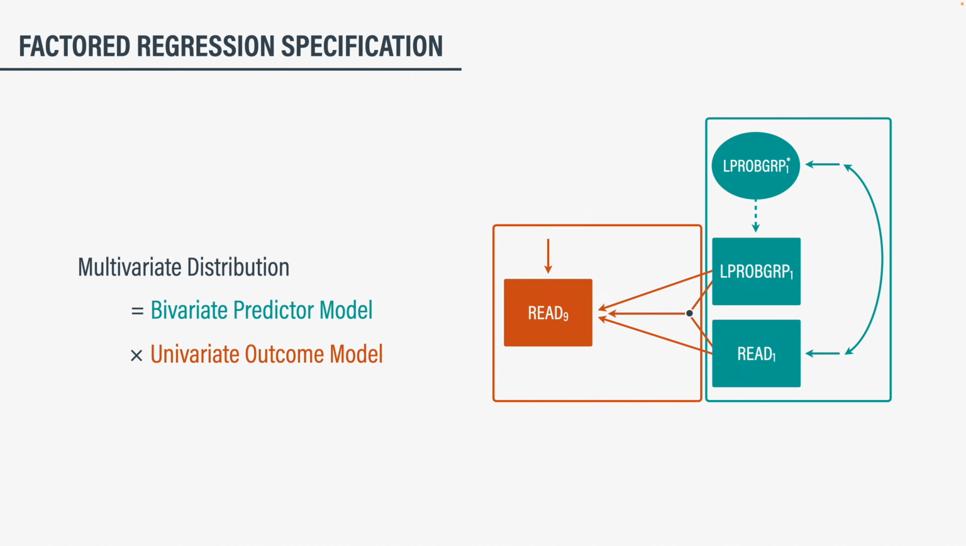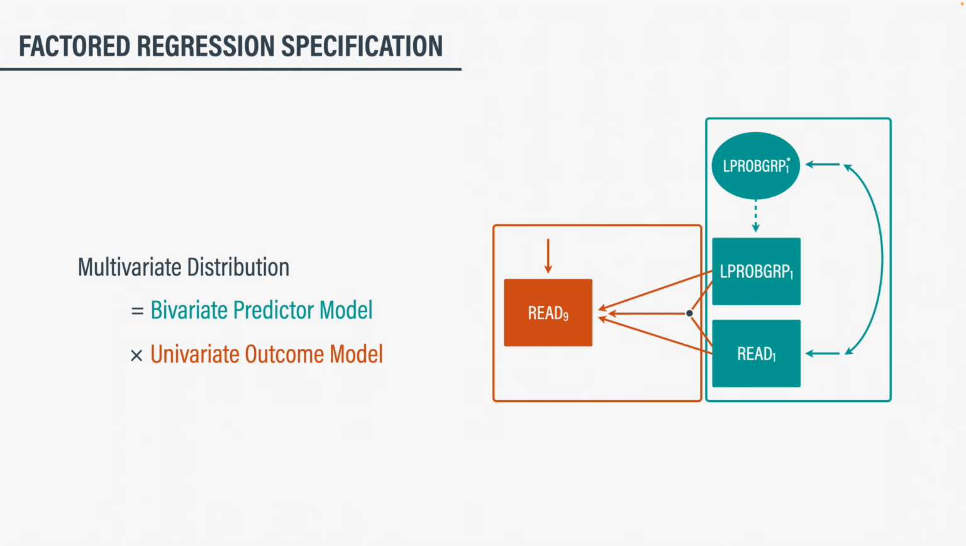I want to take another minute to describe the factored regression specification so you can understand what Blimp is doing under the hood. Like the previous example, Blimp represents the analysis as two submodels, each with its own distributional assumptions. The exogenous predictors have a multivariate distribution, and outcome variables like 9th grade reading scores have univariate distributions.